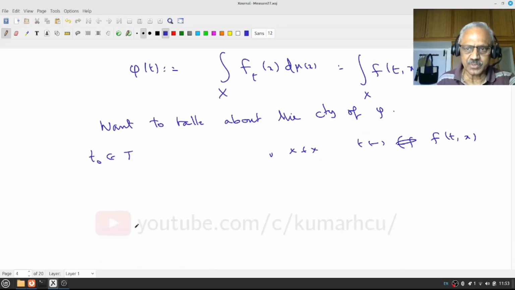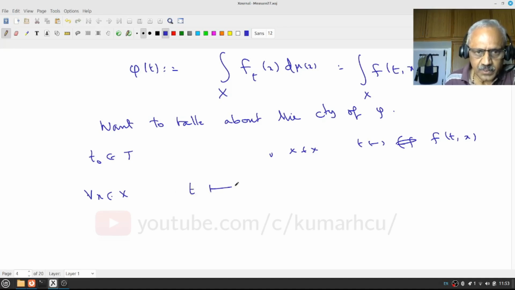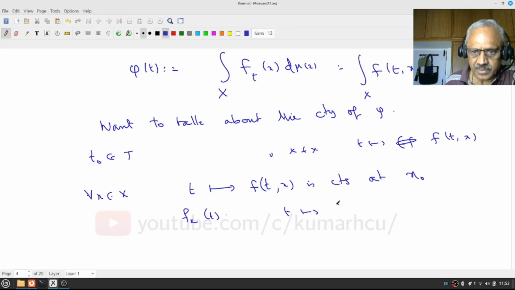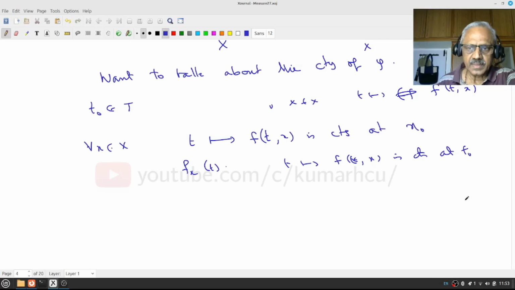So what we are going to assume is that for each x in X, the function t going to F_t of x is continuous at t naught. If you want to think of this as F_x of t, then t going to F_x of t, that is F_t of x, is continuous at t naught. So this is what we want to use: using this assumption we want to show phi is continuous at t naught.